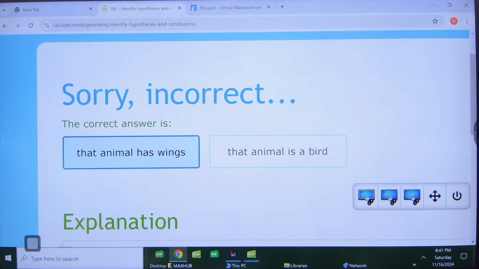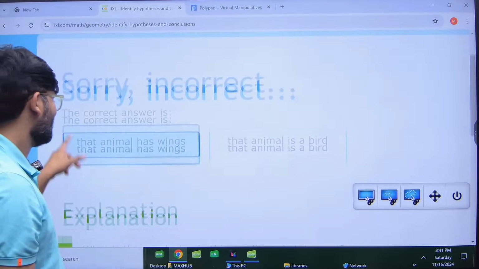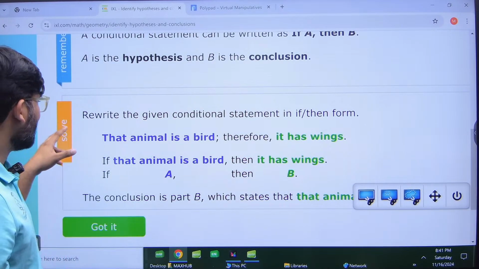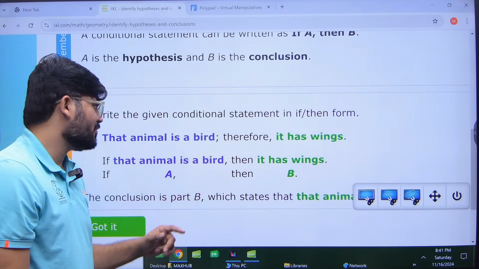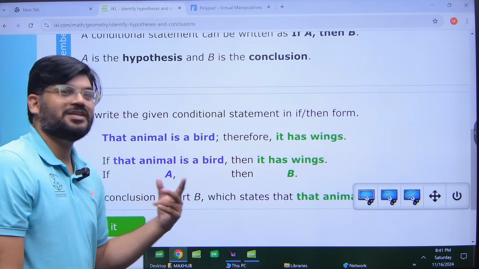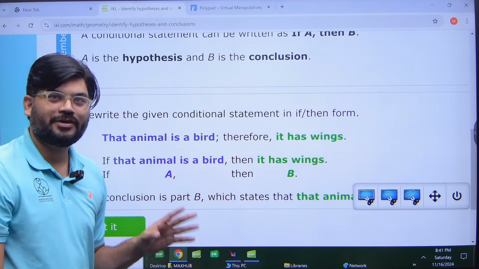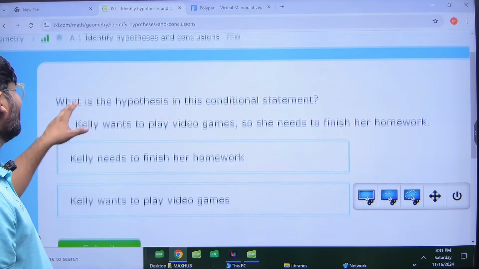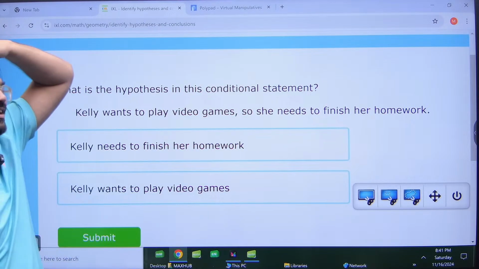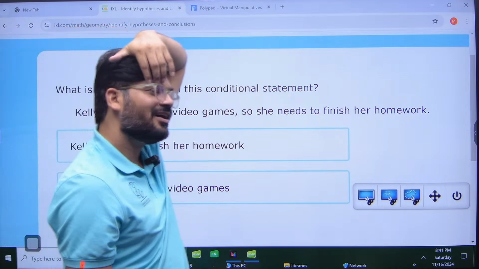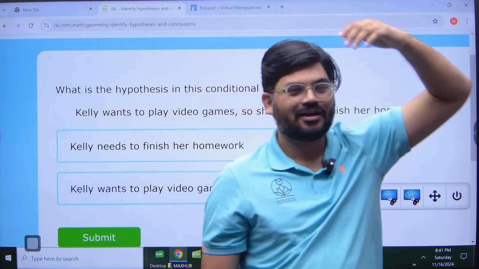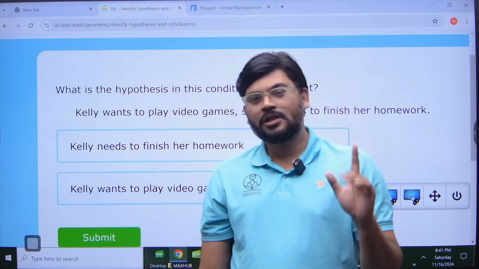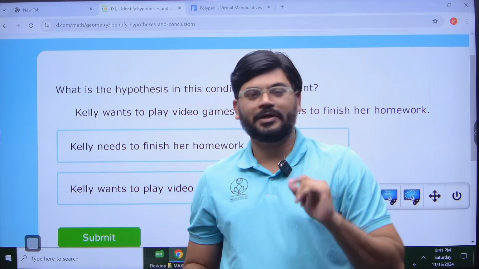I said the first one first. Let us see how the statement is being changed. If that animal is a bird, then it has wings. So wings comes after. You have to be a bird first, then only you can have wings. But that shouldn't be correct, because even dogs have wings and stuff like that. No, see, all birds have wings, but those who have wings are not all birds.